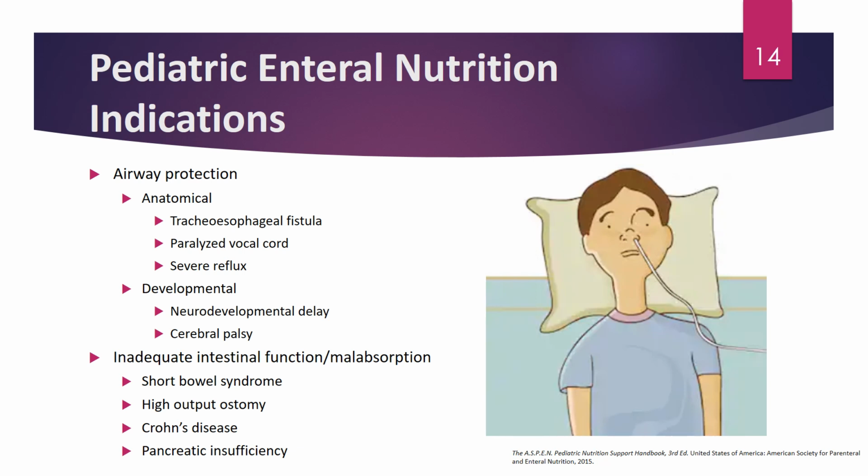You might also see some patients with potential malabsorptive indications. Now, even though these indications are malabsorptive in nature, that doesn't necessarily mean they're precluded from getting enteral nutrition. They still may get enteral nutrition if they can tolerate it. So these are basically short bowel syndrome, which we've talked about before, high output ostomy, so basically an ostomy that is putting out a lot of fluid, Crohn's disease, or pancreatic insufficiency.